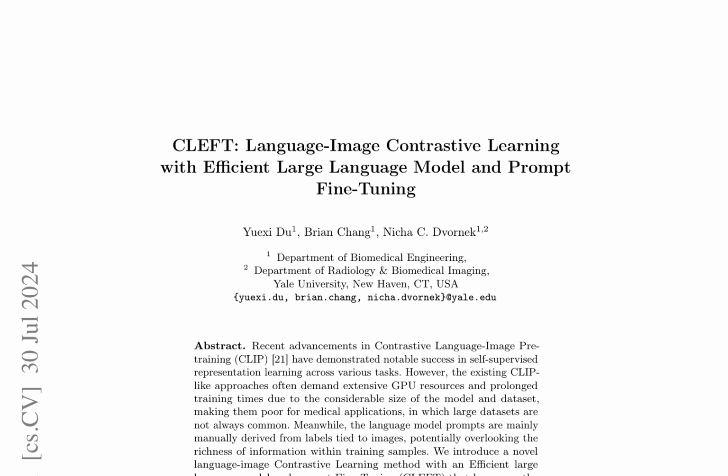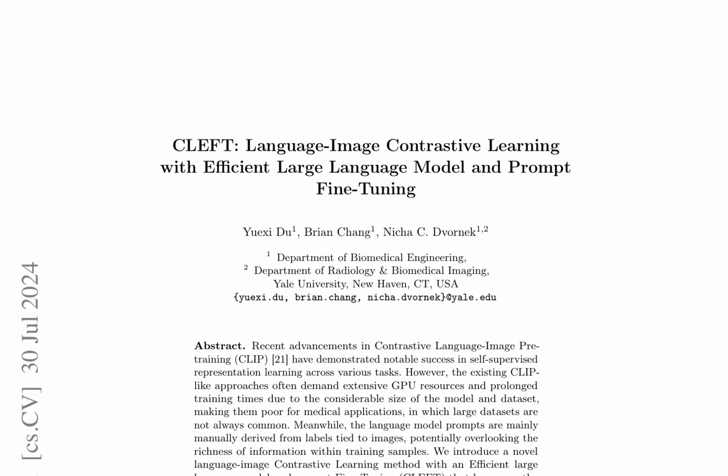Moreover, language model prompts are mainly manually derived from labels tied to images, potentially overlooking the richness of information within training samples. To address these challenges, the authors introduce a novel language-image contrastive learning method with an efficient large language model and prompt fine-tuning, CLEFT.